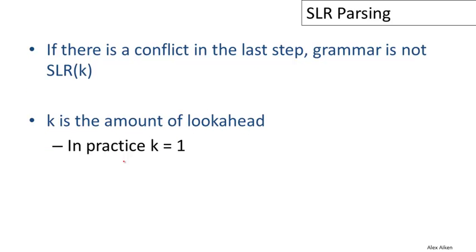Now, if there are any conflicts in the last step, meaning it's not clear whether to shift or reduce in some state for some input symbol, then the grammar is not SLR(k). And k, again, is the amount of look-ahead. In practice, we just use one token of look-ahead, so typically just looking at the next token in the input stream.